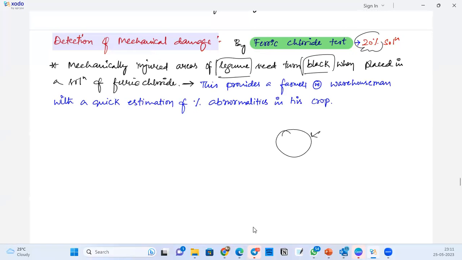Mechanical damage itself means that there will be rupture in the membrane, like the outer seed coat might be ruptured. If it is treated with the ferric chloride solution, it will turn black in color. This is done traditionally, where it provides the farmer a quick estimation of the abnormalities in his crop, whether there is any physical or mechanical damage or not.